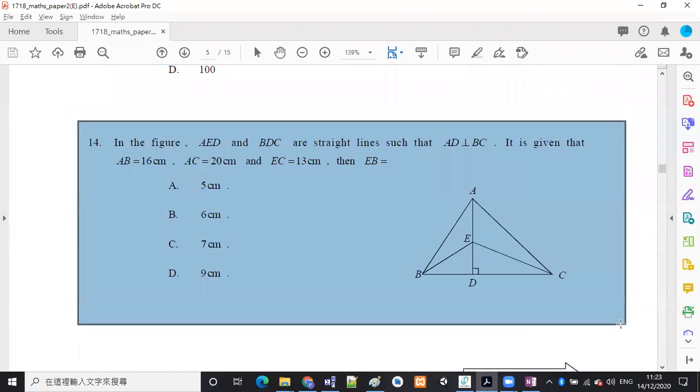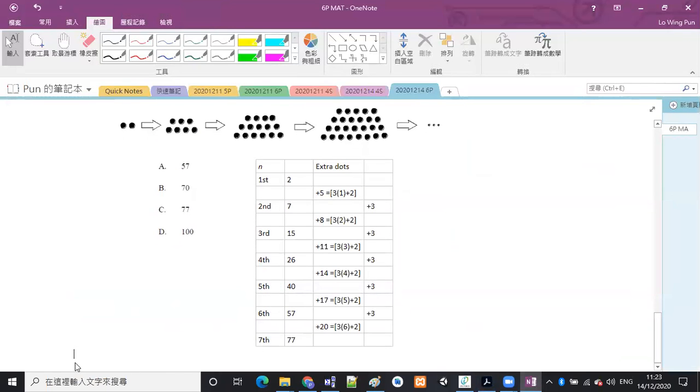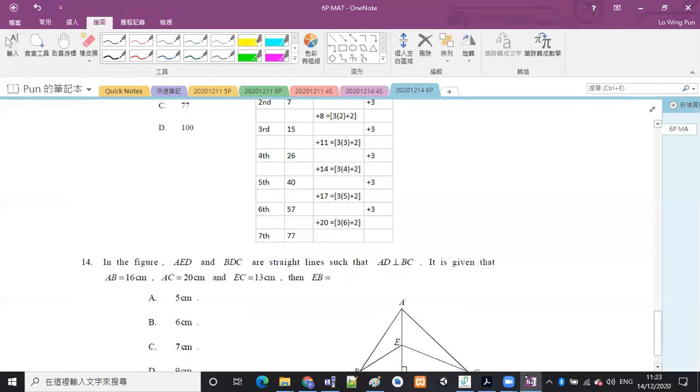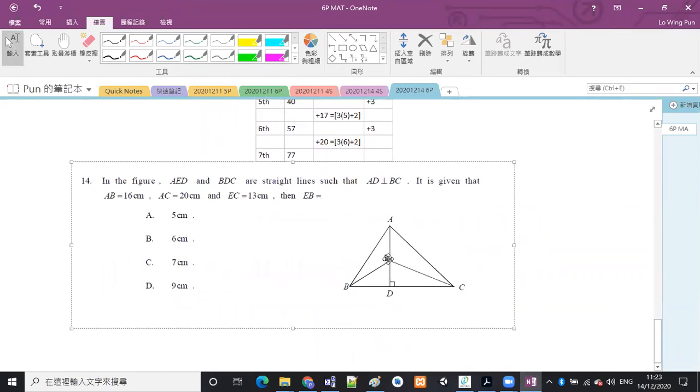Maybe one more. Number 14. So AED and BDC are straight lines such that AD is perpendicular to BC. It is given that AB is equal to 16 cm. So AB is 16 cm. And then AC is 20 cm. And EC is 13 cm. And the question asks you to find EB. Then we call this X cm. It's okay?